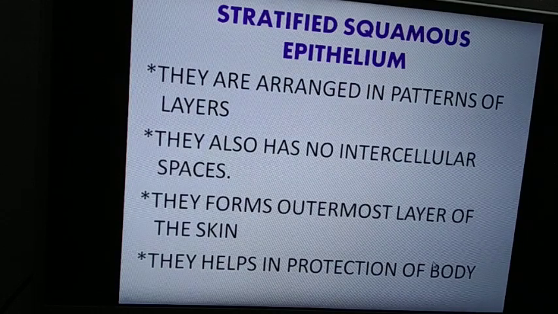Stratified squamous epithelium. They are arranged in patterns of layers, that is, squamous epithelium arranged together in a pattern of layers, and it converts into stratified squamous. They are like a book-like structure, that is, a single paper converts into a book. Like that, it converts into stratified squamous epithelium, and it also has no intercellular space. The outermost layer of the skin is made up of stratified squamous. And what is the function of the stratified squamous? It helps in the protection of the body, as we saw earlier.